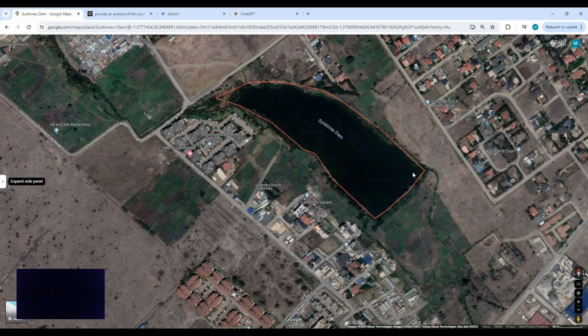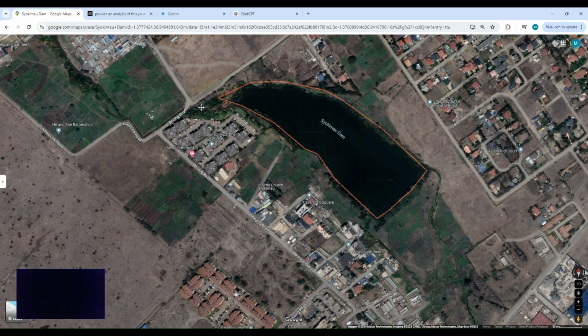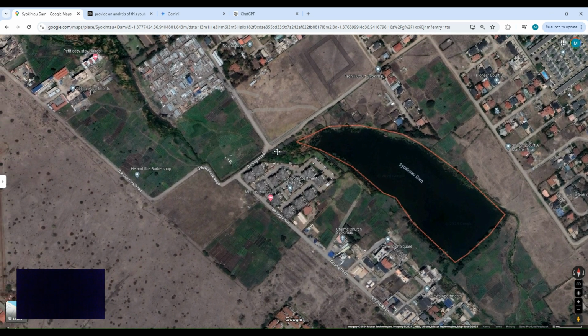All right, so if you look at the dam, we discussed the inlet, but you can clearly see that around this area is where we have the inlet. And so, similar to what we did last time, if you do a follow up, you'll see that this water comes and crosses Beijing Road to get into Syokimau Dam. And right here, you have the Olonyori apartments.